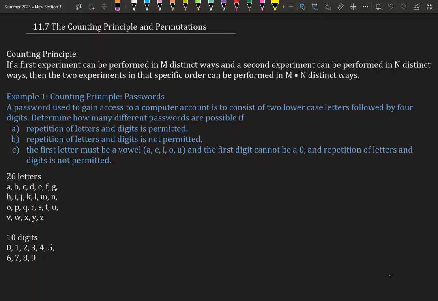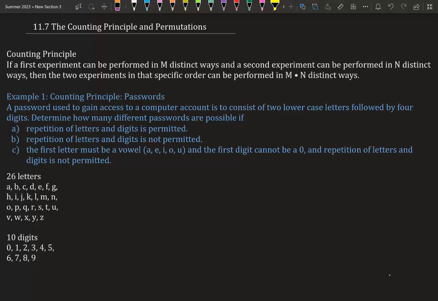11.7, the counting principle and permutations. So counting principle, that we did in 11.5, that's the multiplication one. If a first experiment can be performed in m distinct ways and a second experiment can be performed in n distinct ways, then the two experiments in that specific order can be performed in m times n distinct ways. So let's use the counting principle.